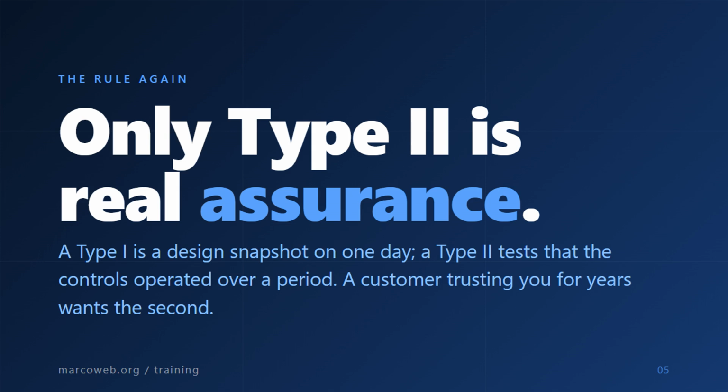And the rule from SOC 1 applies here too. Only a Type 2 is real assurance. A Type 1 assesses whether the controls are suitably designed on one day, a Type 2 tests whether they operated effectively across a period. A customer trusting you with their data for years is not reassured by a snapshot.